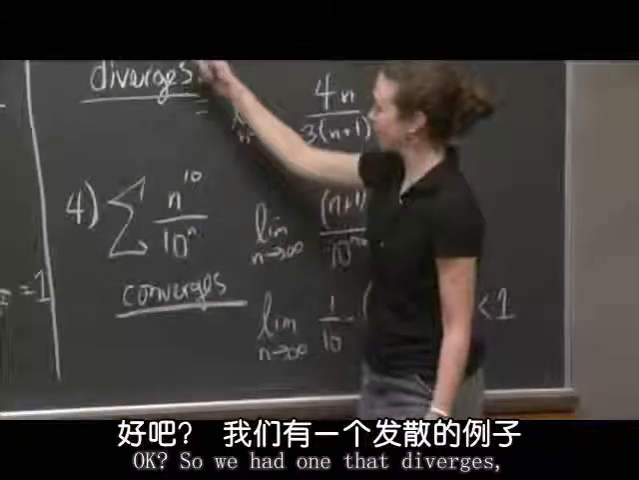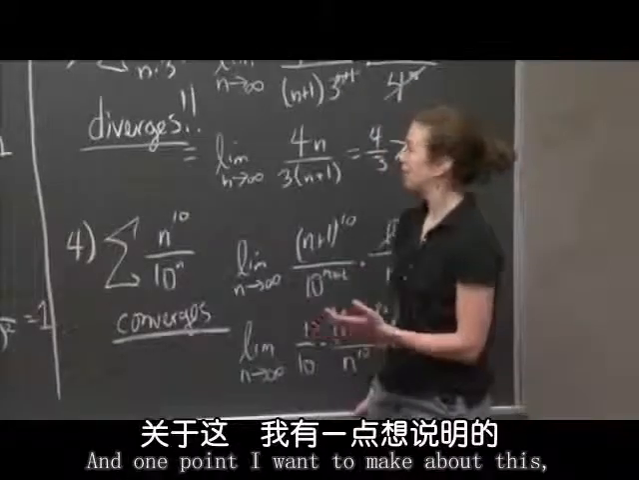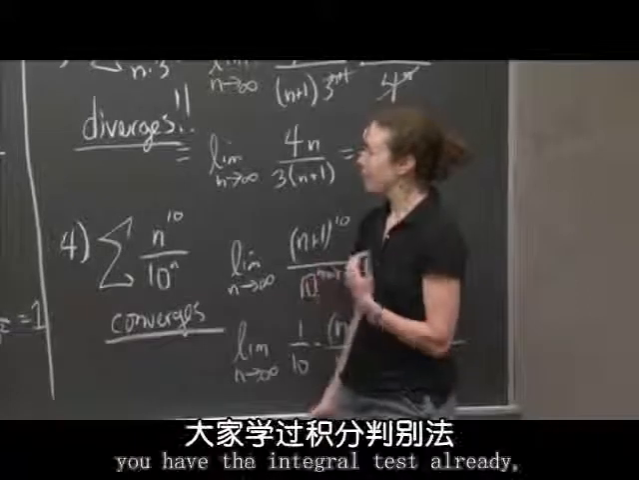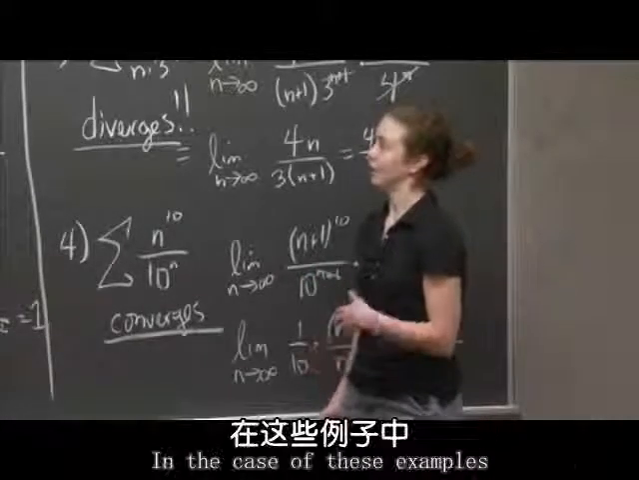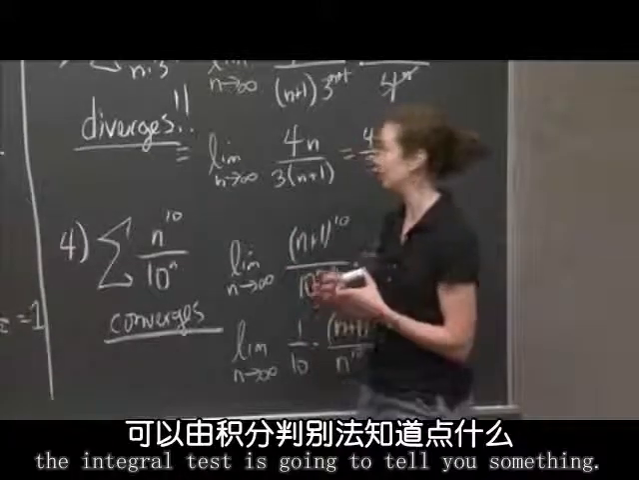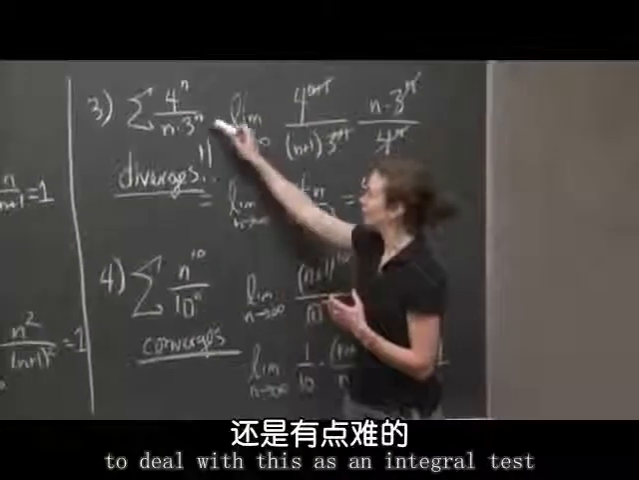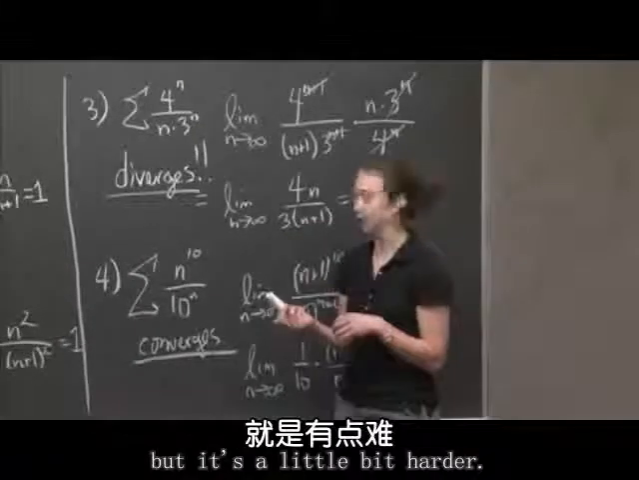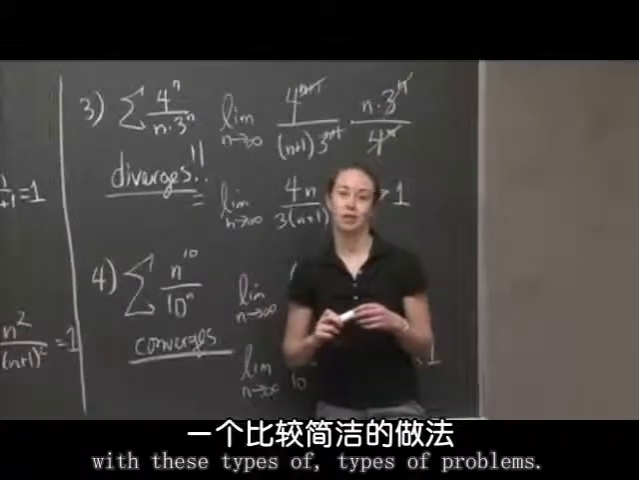Okay, so we had one that diverges, one that converges, and a few where we couldn't get conclusions by this test. And one point I want to make about this is that in some cases you have the integral test already, and sometimes that's easy and that helps you. In the case of these examples where we couldn't tell, where L was equal to 1, the integral test is going to tell you something. But in this case, it's a little bit harder to deal with this as an integral test. You can still do it, but it's a little bit harder. And so this maybe is a little bit quicker way to deal with these types of problems.